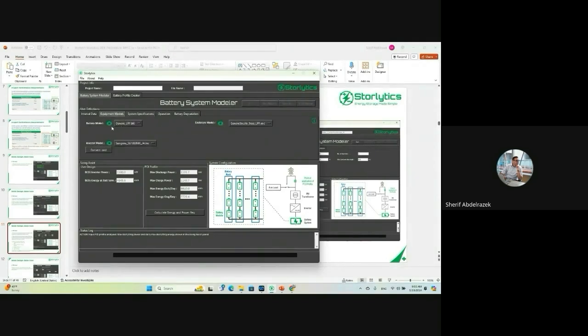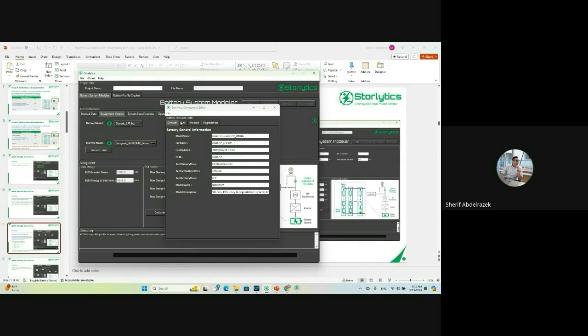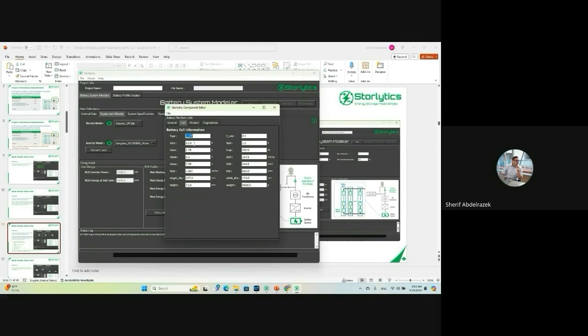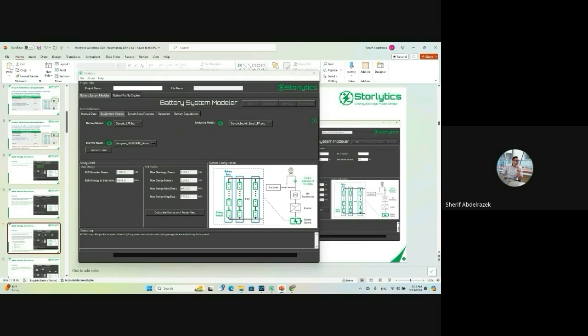Under the equipment tab here, if we open up any battery model, we can actually get to the cell level, right? So here we can see that for this module, there are 52 cells in series and 1 in parallel. So basically you have 52 cells all connected in series, right? Now for the module level, we stack modules on top of each other to form a battery rack, right?